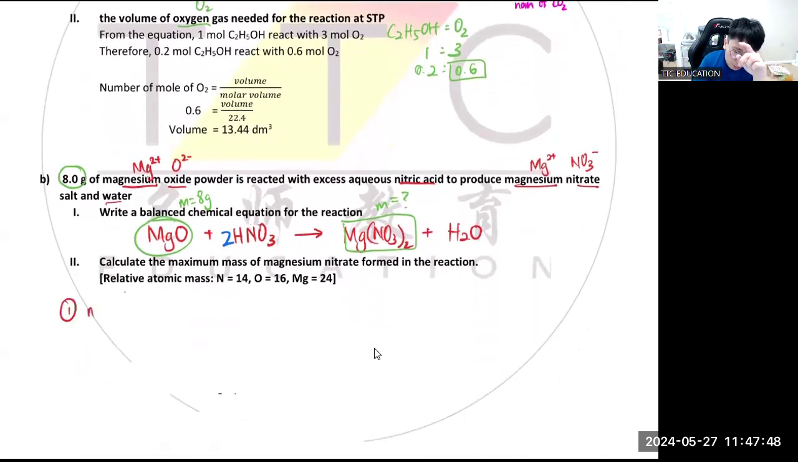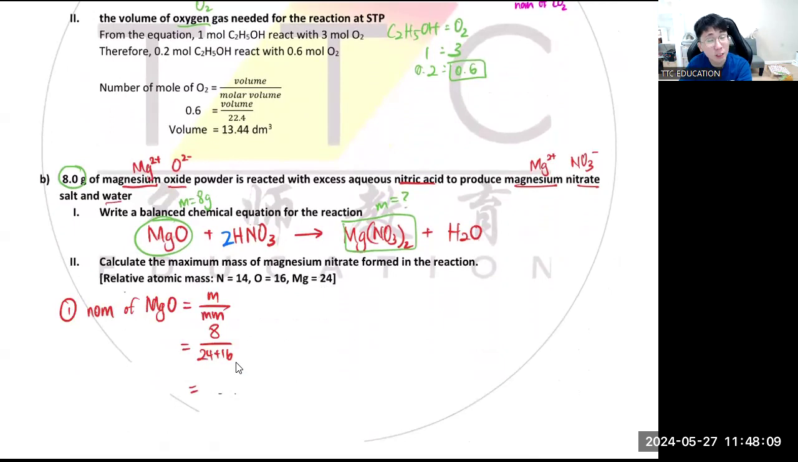Step 1, start with the number of moles. What is the only number they give you? The 8 grams, right? So number of moles of magnesium oxide is mass over molar mass, 8 grams. And what's the molar mass of magnesium oxide? MgO, 24 and 16. So 24 plus 16 is 40. 8 over 40 is 0.2, I guess. Long time never use my brain to calculate stuff. 8 divide 40, 0.2. So this is how you're going to do it in the exam, guys. You'll just do whatever you can do.